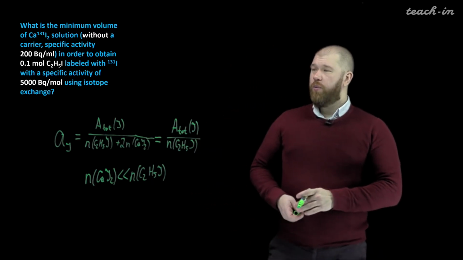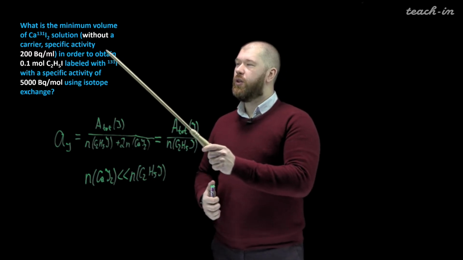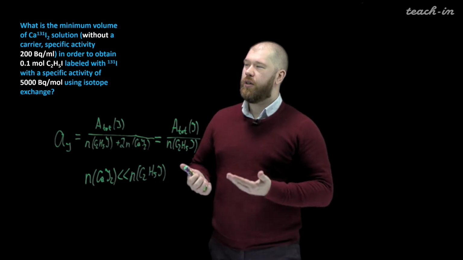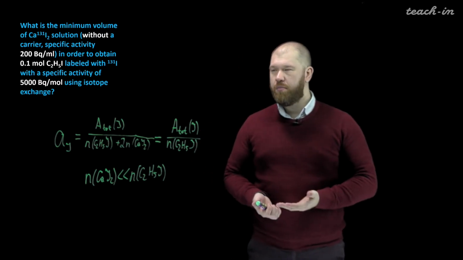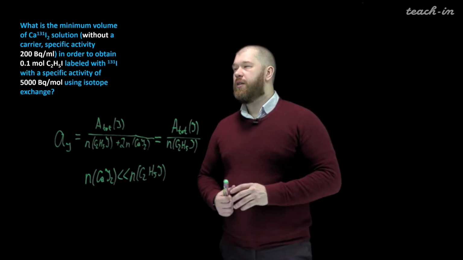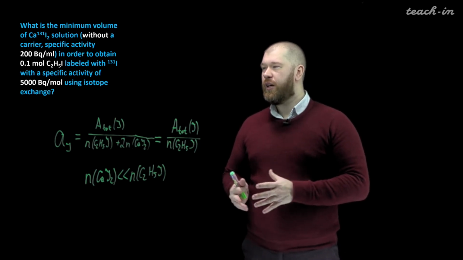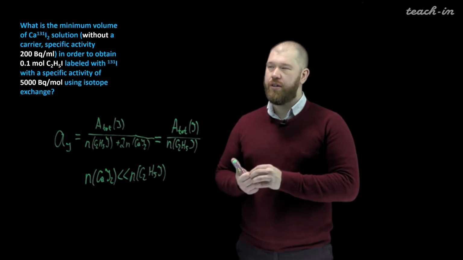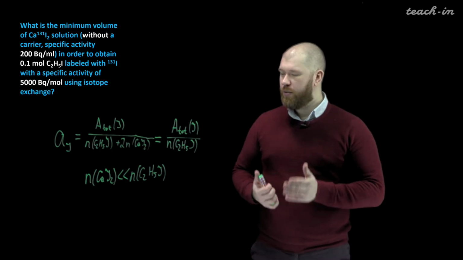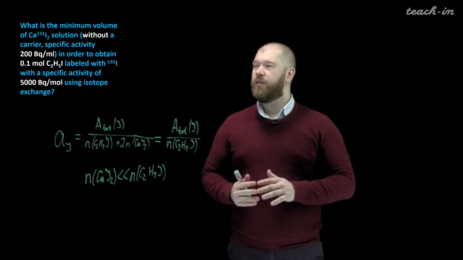And very often we will see that there is no carrier. What is a carrier? In this case, a carrier would be calcium iodide with the stable iodine, so just a normal calcium iodide. But we didn't add any stable calcium iodide in our system. We have only radioactive calcium iodide in our system, and in this case we can neglect its amount, not its activity, but the amount.